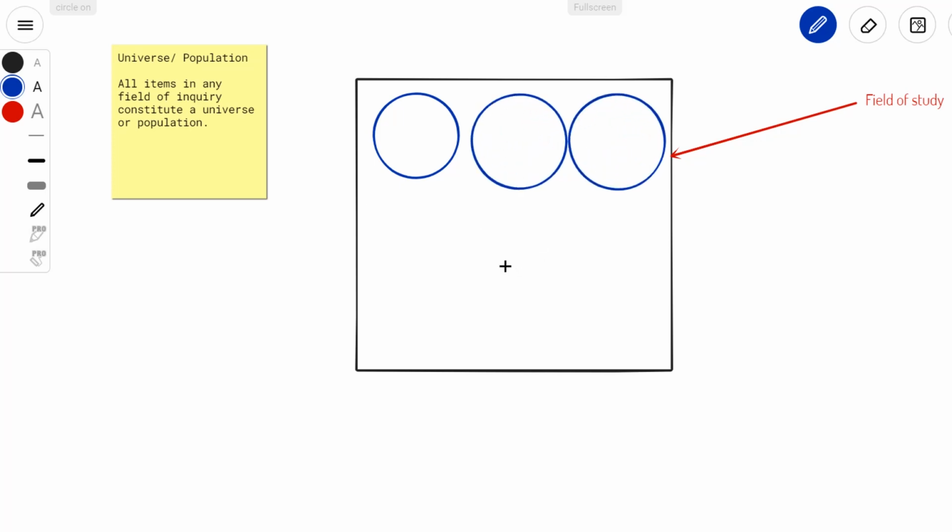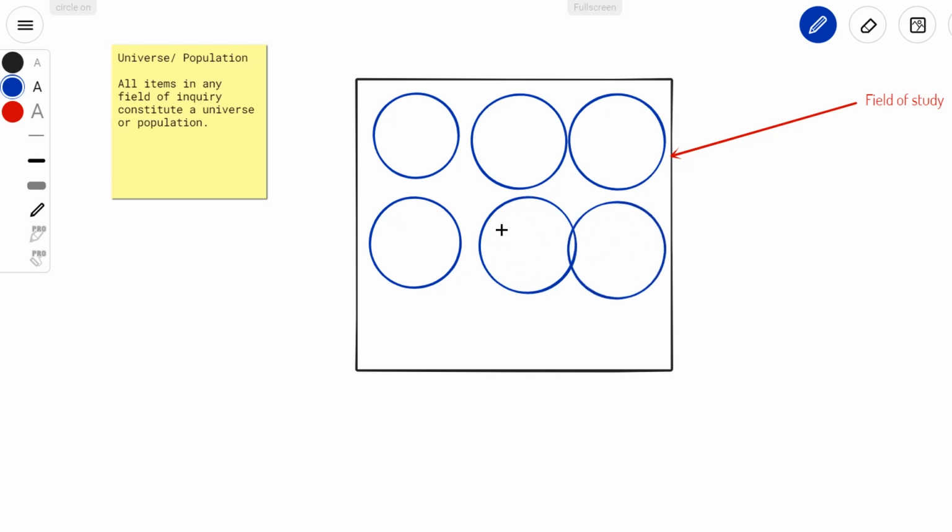Suppose there are 3 units. Now the population is 3. Suppose we add more units. Now the universe or population is 6. And when we add 2 more, now it becomes 8. So universe or population refers to all the units which are present inside the field of study.